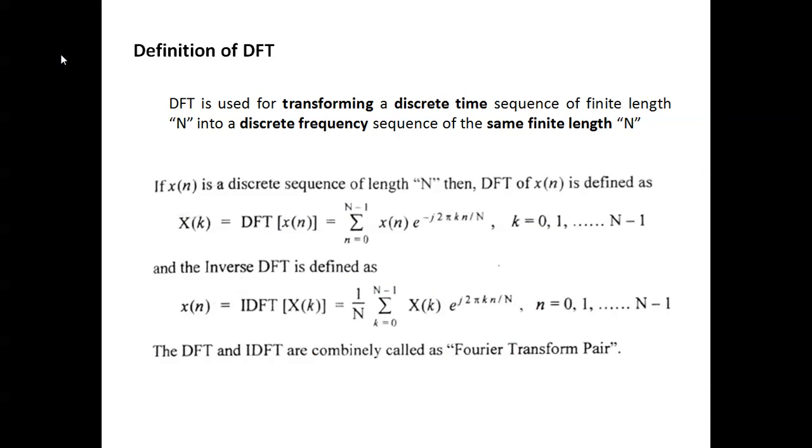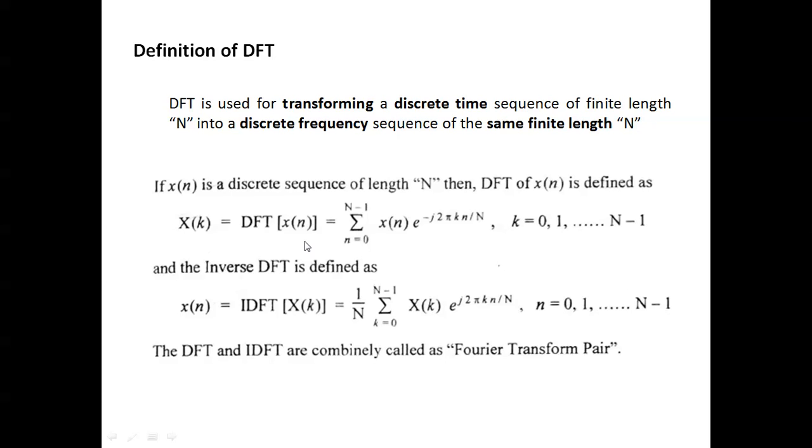So, what is the definition of DFT? DFT is used for transforming a discrete time sequence of finite length n into a discrete frequency sequence of the same finite length n. So, this is the equation of the DFT, and this is the equation of the inverse DFT formula.